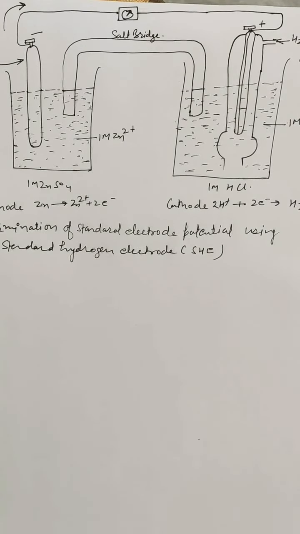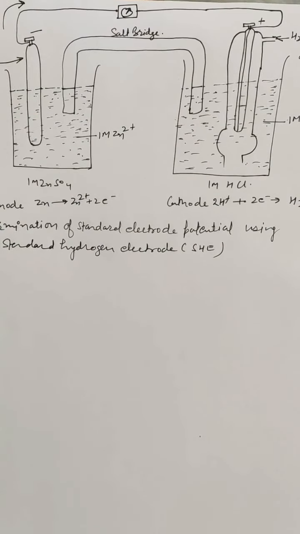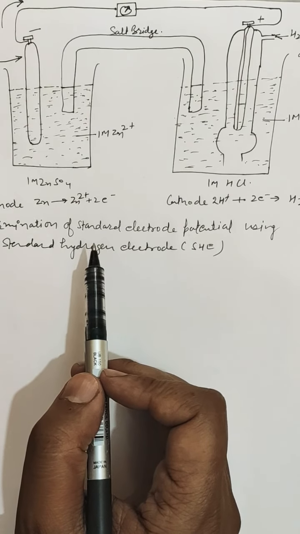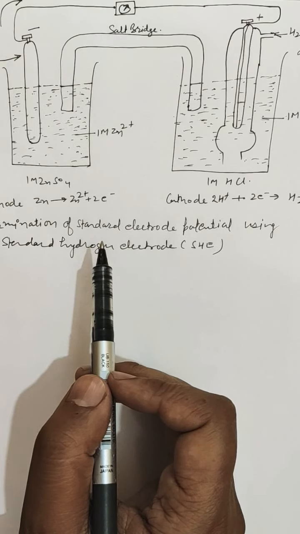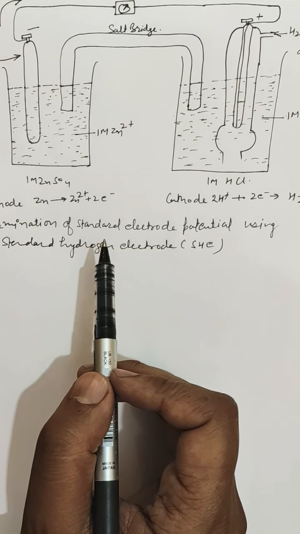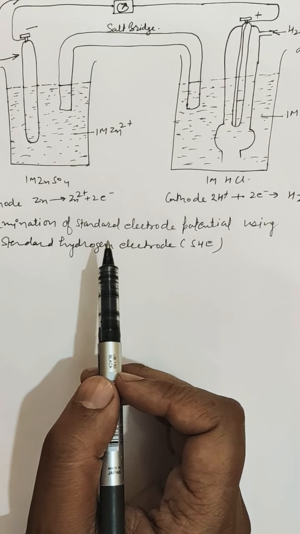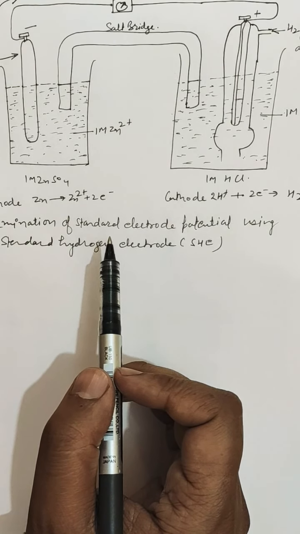In the last lecture I told you about standard electrode potential. So what was standard electrode potential? Standard electrode potential is the electrode potential of an electrode when the concentration of the ion in solution is 1 mole per liter and the temperature is 298 Kelvin, and in the case of gases, 1 atmospheric pressure of each gas is maintained. So the standard electrode potential is measured with the help of a reference electrode.